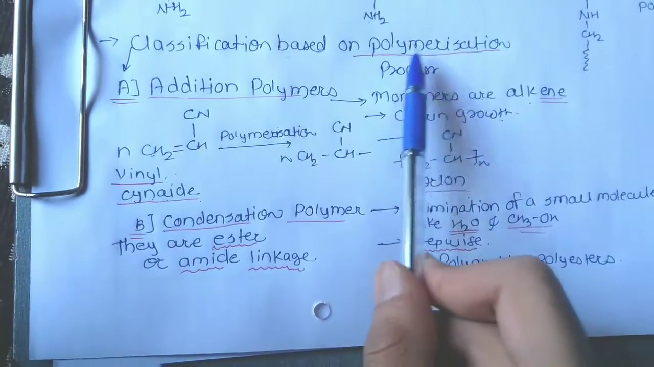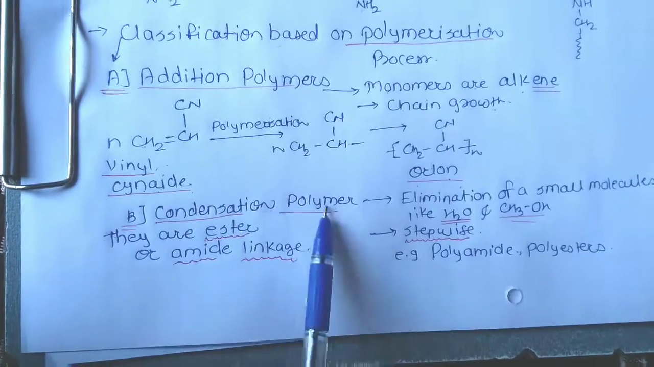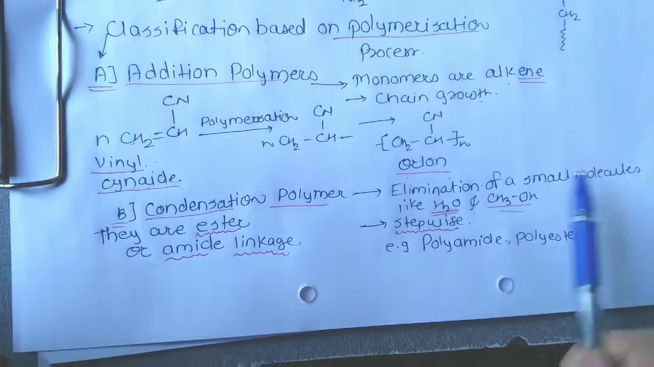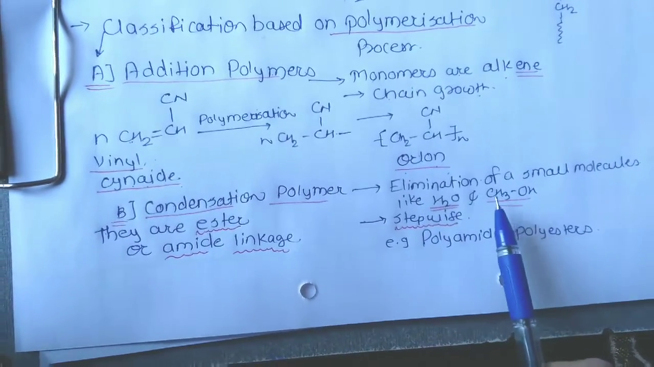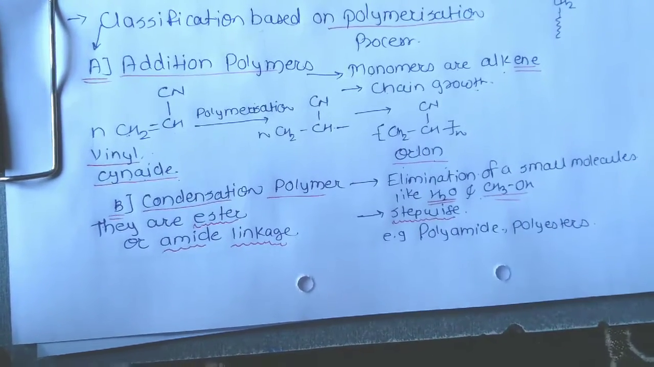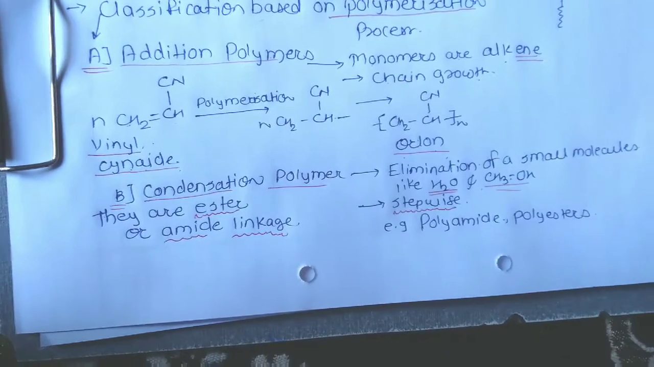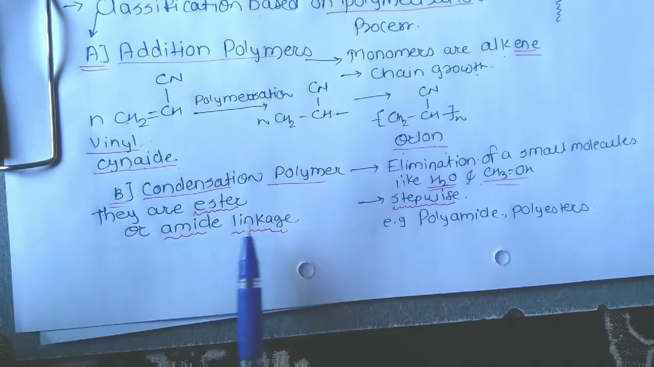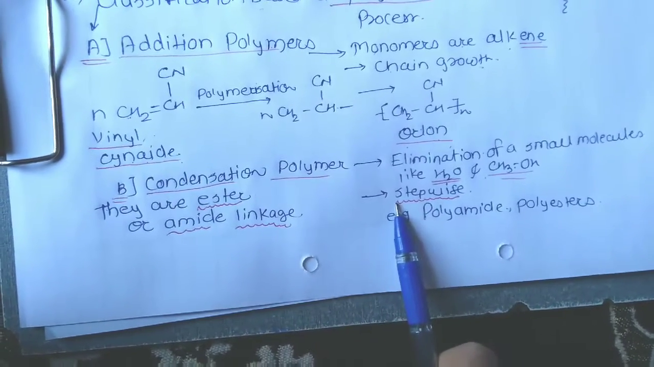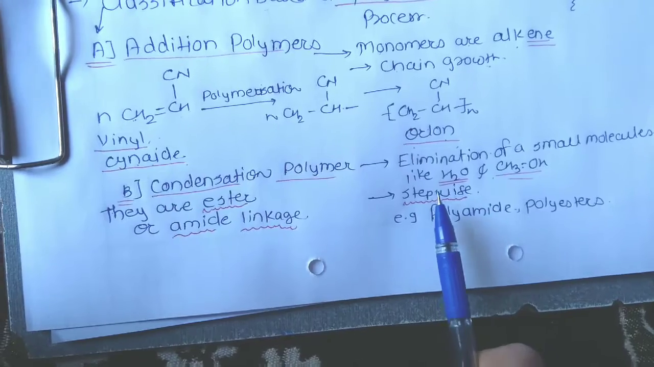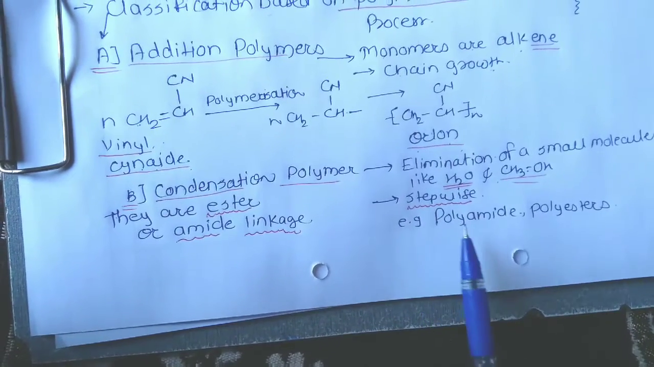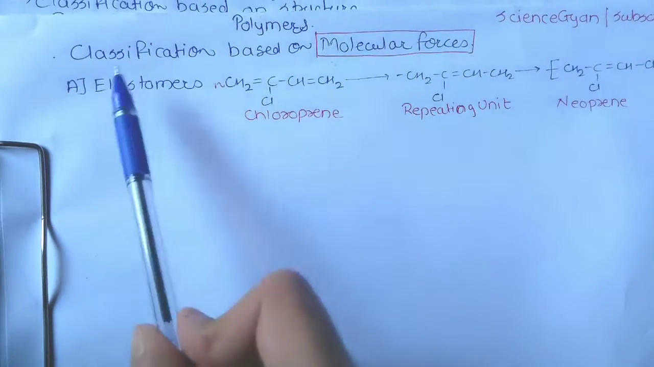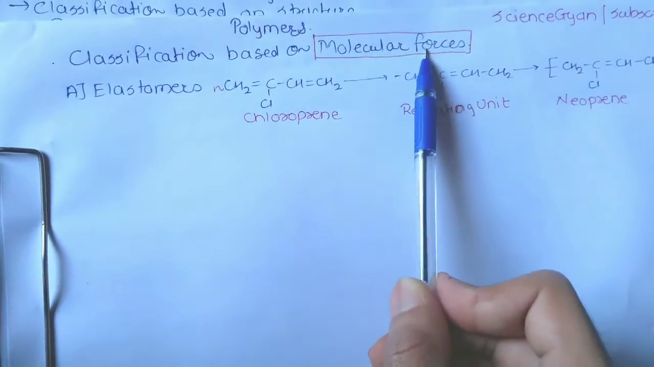Second classification in polymerization process is condensation polymer. In condensation polymer, elimination of a small molecule like H2O and methyl alcohol takes place between two monomers. Condensation polymers have ester or amide linkage. The reaction between two or more monomers is stepwise. Examples: polyamides and polyesters.